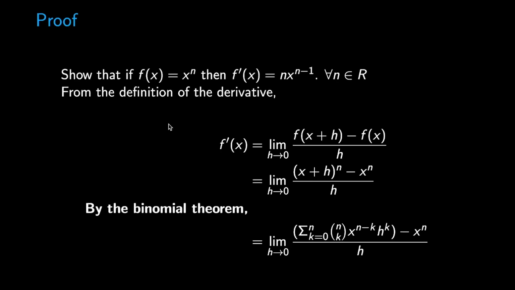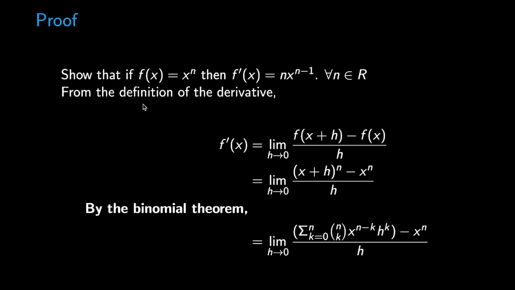Now we start with the first part of our proof. We want to show that if f of x is equal to x raised to n, then f prime of x is equal to n times x raised to n minus 1 for all n that are real numbers. So this is basically our goal, where we want to manipulate f of x equal to x raised to n to arrive at this derivative function.